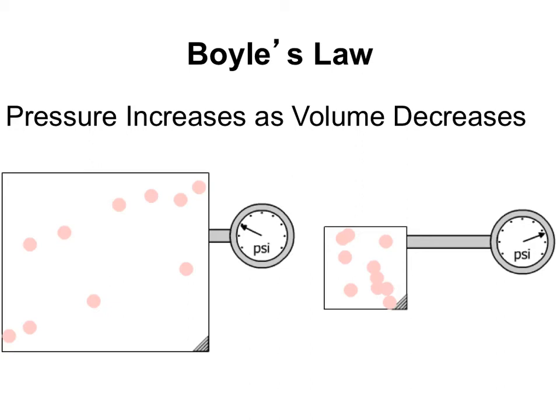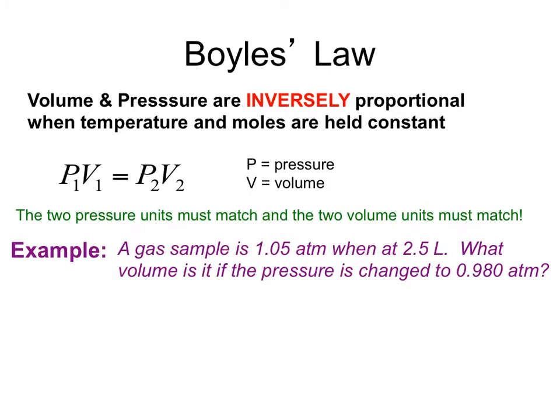If you take a look at the diagram, you can see that we have a large volume, and our PSI is about 3. And you can see in the next diagram that our volume has gotten smaller, and you'll notice now that the PSI is approximately 6 to 7 PSI. This type of relationship is called an inversely proportional relationship, and this will only happen when temperature and moles of the gas are held constant. We want to remember that the 2 pressure units and the 2 volume units must match.